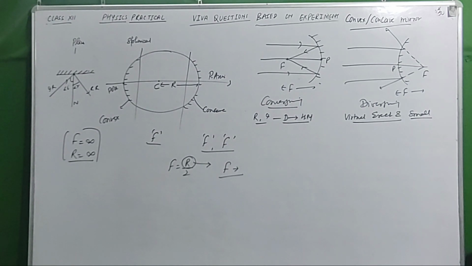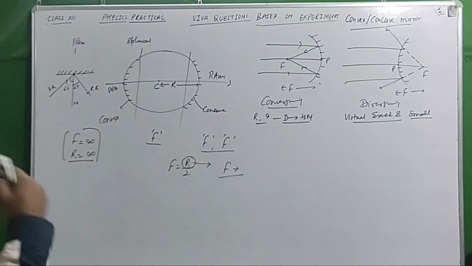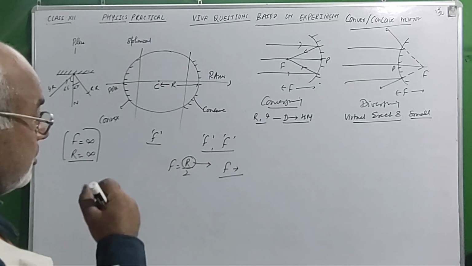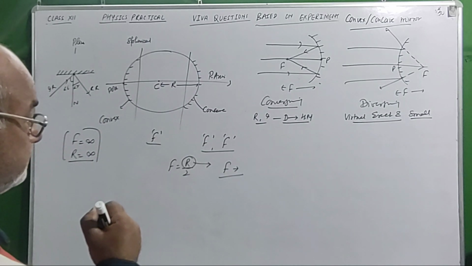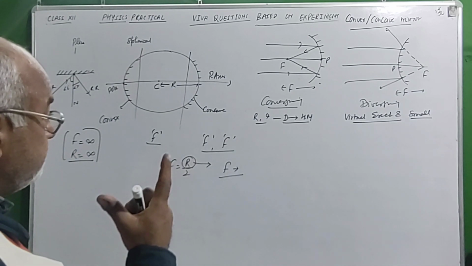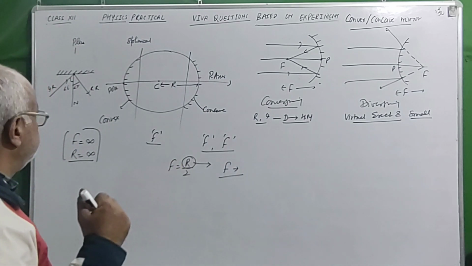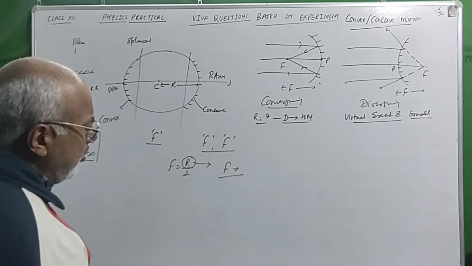One more question you can ask: what are the uses of the concave mirror? What are the uses of the convex mirror? A convex mirror is used as a rear view mirror. A concave mirror is used in torches, searchlights, headlamps, headlights, etc. A plane mirror is used to see what?